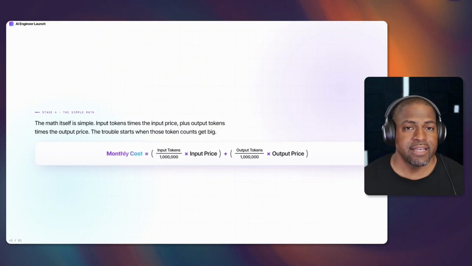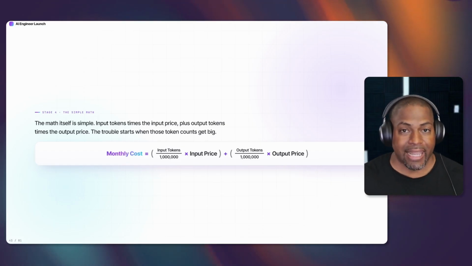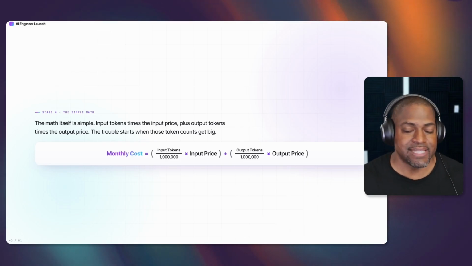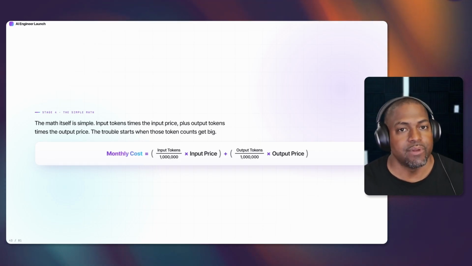Monthly cost is input tokens over 1 million times the input price, plus output tokens over 1 million times the output price. It's basically a simple formula. The trouble starts when those token counts get really, really big.